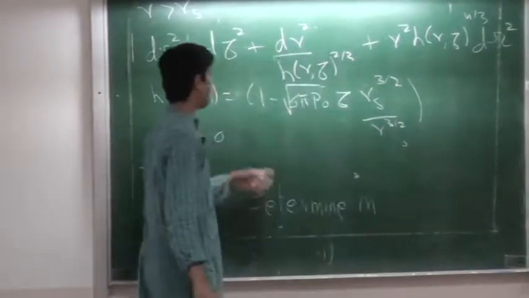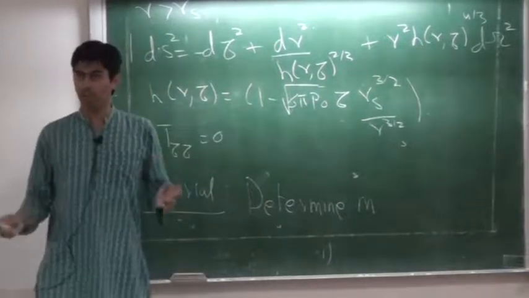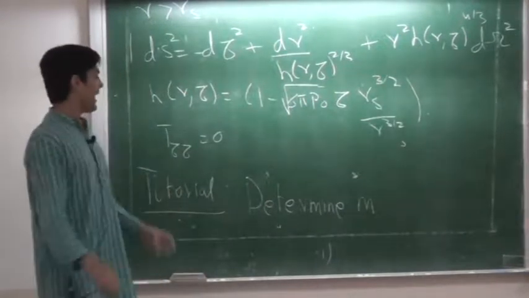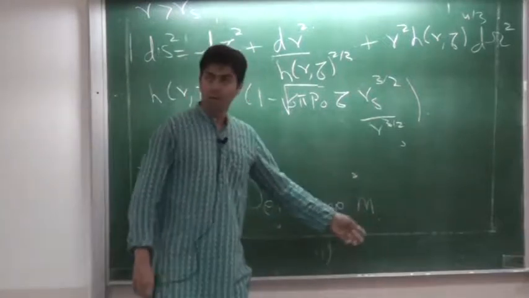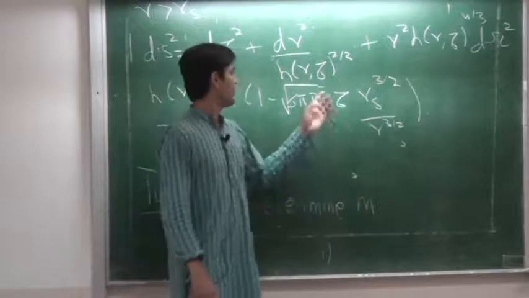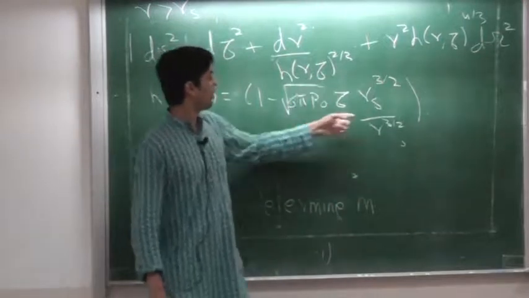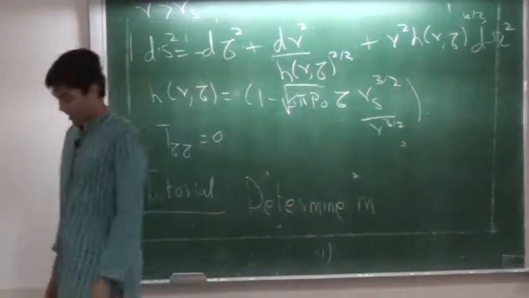So you can rewrite this metric, of course, in terms of the Schwarzschild metric. That's a theorem we proved yesterday. That metric is a one-parameter family of metrics which has a parameter m. Okay, I want you to determine what m is in terms of these parameters here, which are rho naught and Rs.